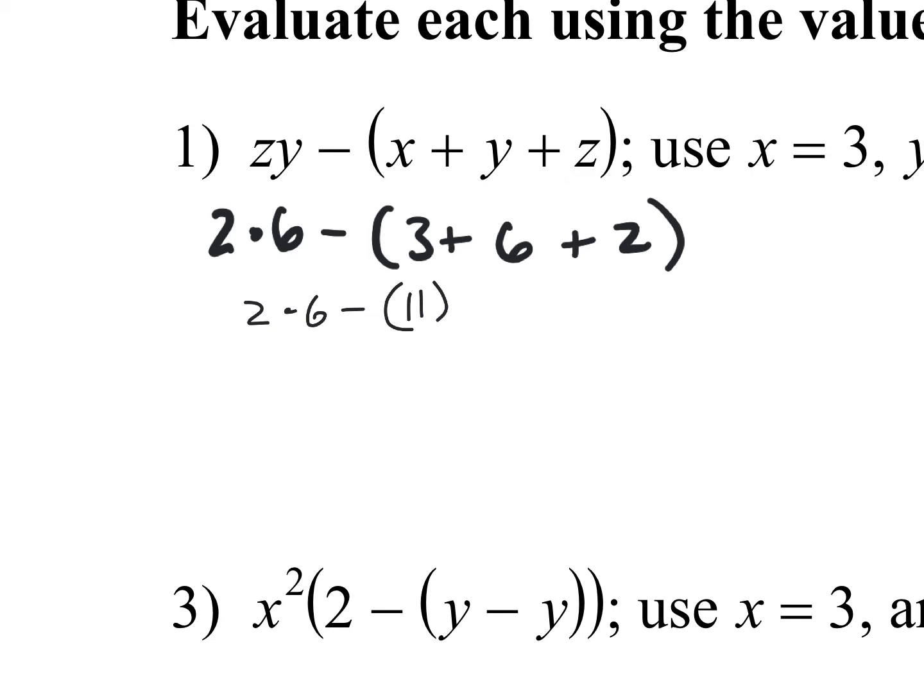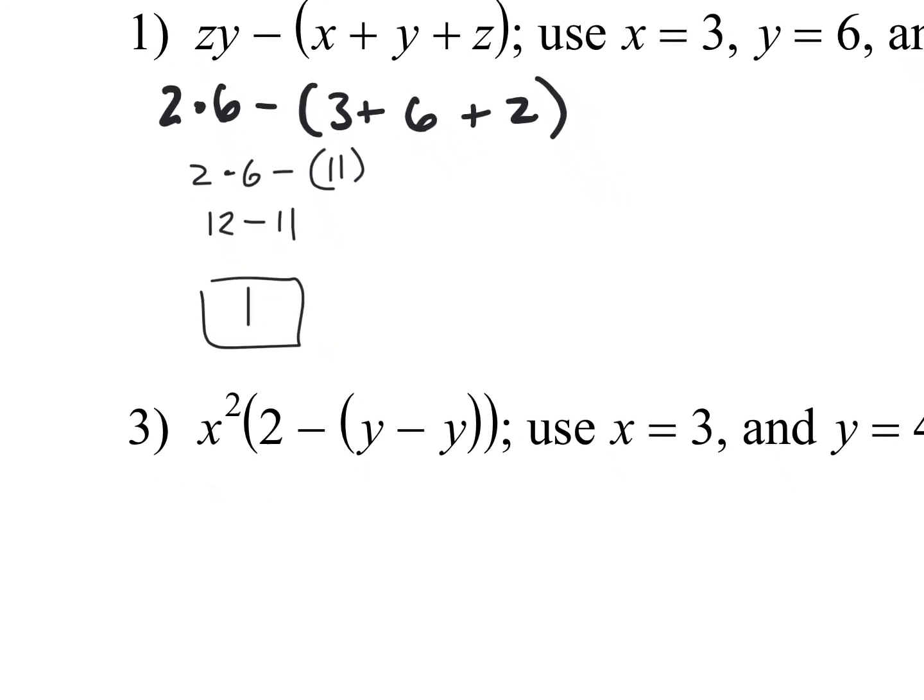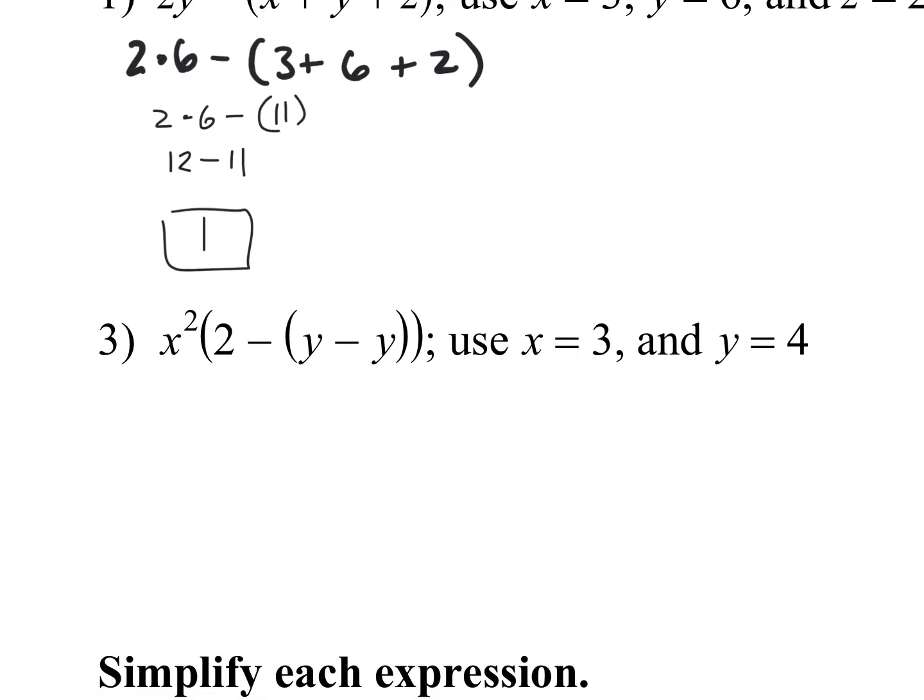What do I have to do next? So I have multiplication and subtraction going on. What should I do next? Multiply. What's 2 times 6? 12. And 12 minus 11? 1. So my answer here is 1. Be careful when plugging in. A lot of people on the quiz made silly mistakes. So just be careful with these.